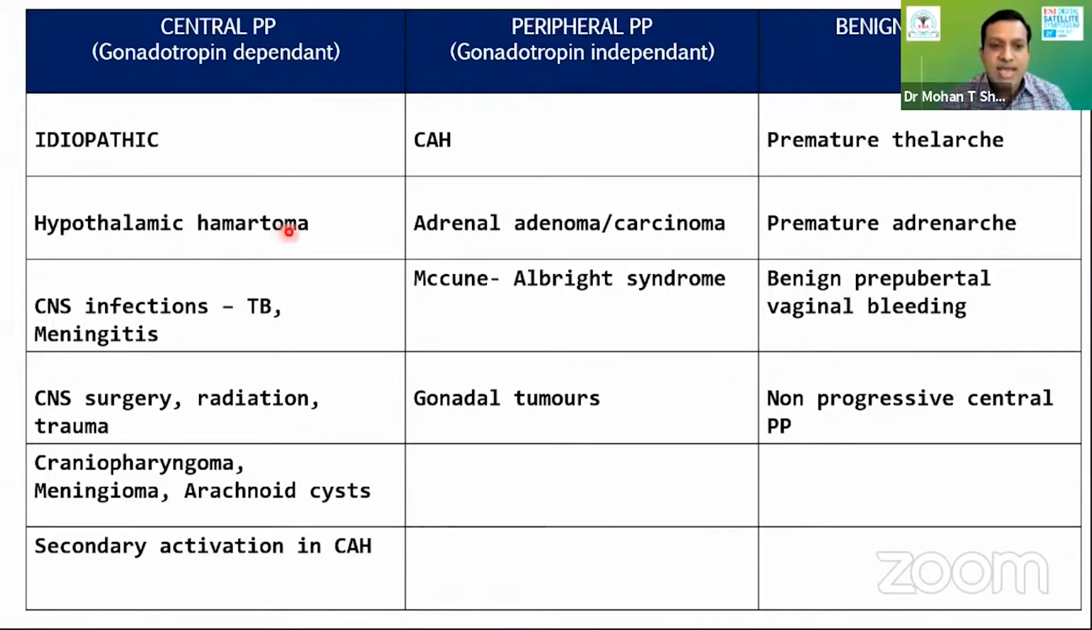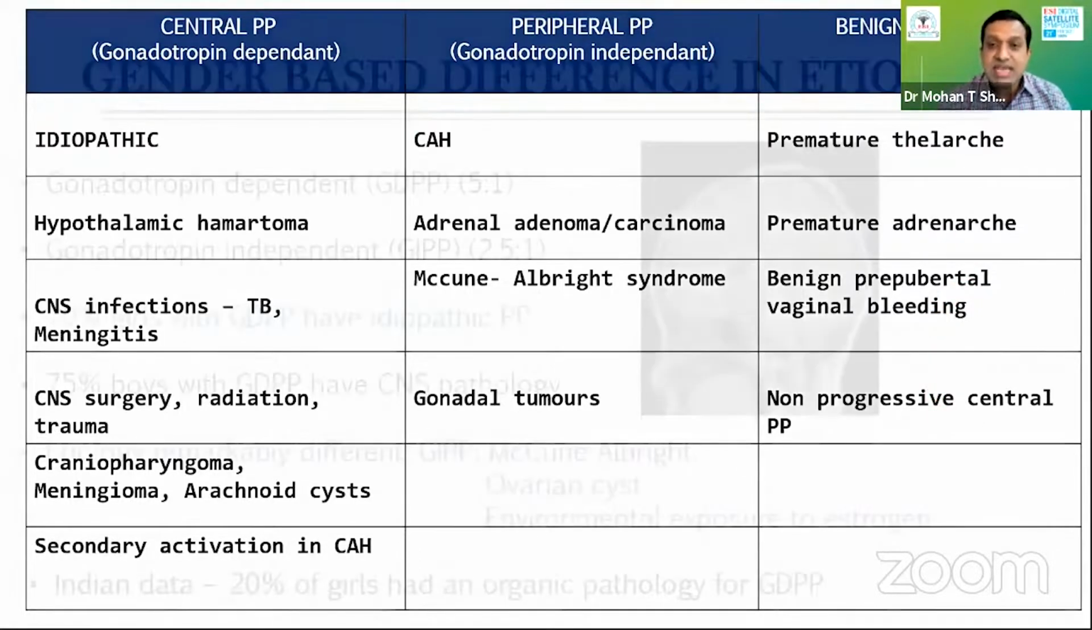But when you identify an organic cause, it can be hypothalamic hamartoma, CNS infections, CNS surgery, radiation, trauma, craniopharyngioma, other lesions, and secondary activation in CAH. CAH usually is a peripheral precocious puberty, gonadotropin independent. It can also happen in other conditions like adrenal adenoma, carcinoma, and McCune-Albright syndrome, as well as gonadal tumors. Benign conditions, physiological, include premature thelarche, premature adrenarche, benign prepubertal vaginal bleeding, and non-progressive central puberty.